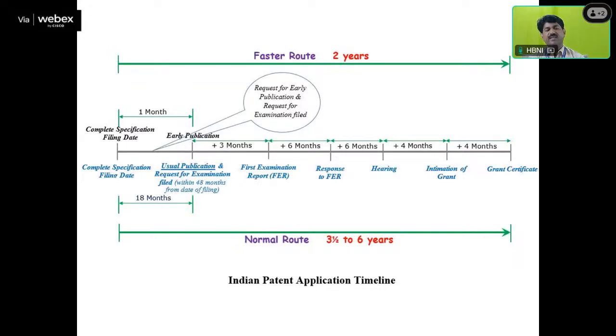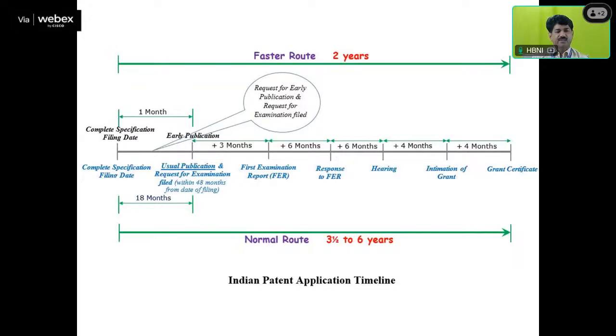And after getting the response, within the next 6 months the authority does the hearing. And after 4 months, they intimate the grant. And then after 4 months, they grant the certificate. The patent is granted. So all these things take normally 3.5 years to 6 years.